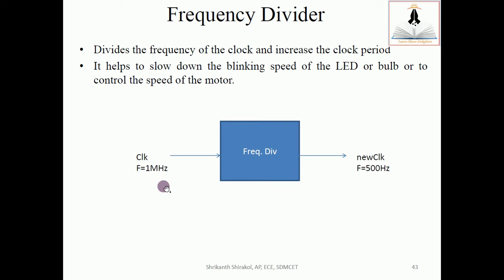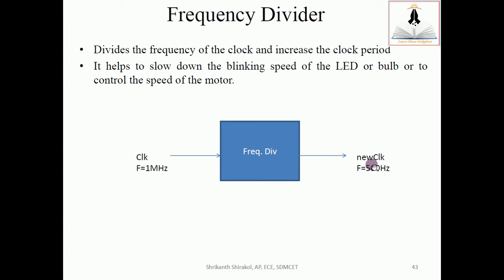In order to bring it under control, or else I can say to slow down the blinking speed so that it is visible to the human eye, we need to design a certain digital circuit, which we call frequency division, which reduces the frequency to around 500 hertz or anything of our wish. Of course, even 500 hertz is too fast for the human eye to capture the changes, but just to take an example, I have considered the output clock that we want to achieve as 500 hertz, where the input clock is 1 megahertz.